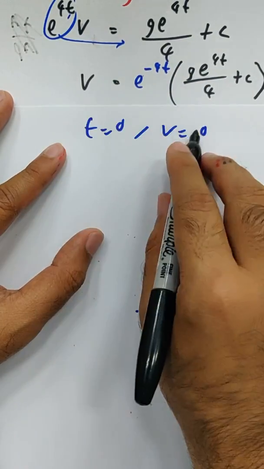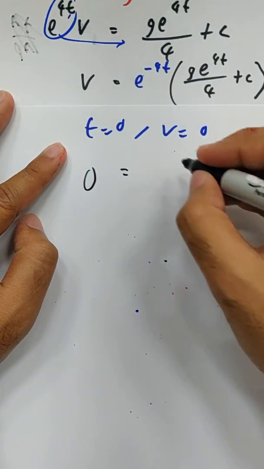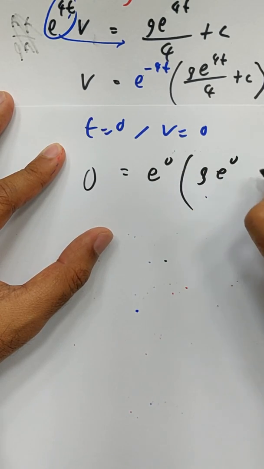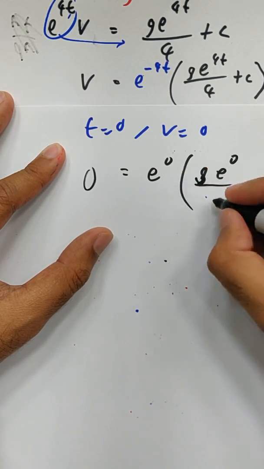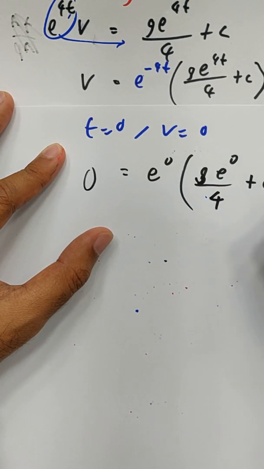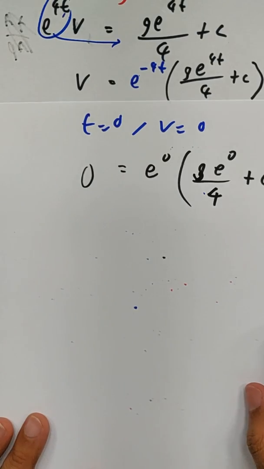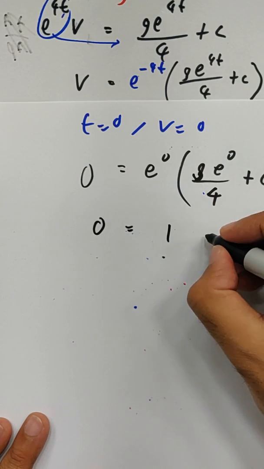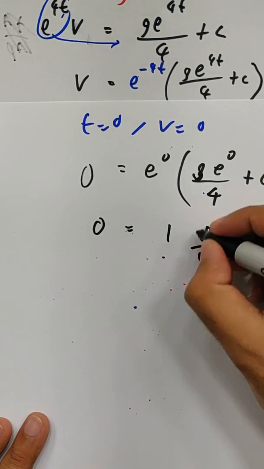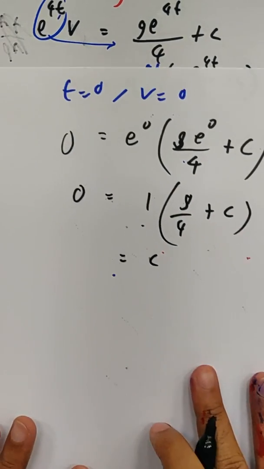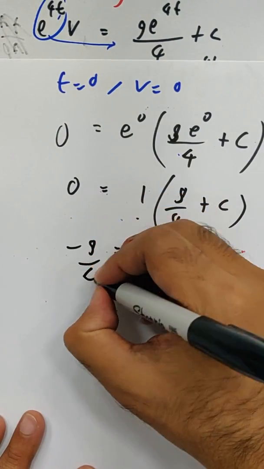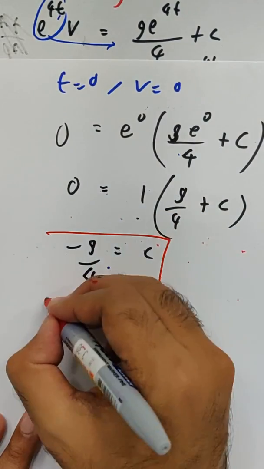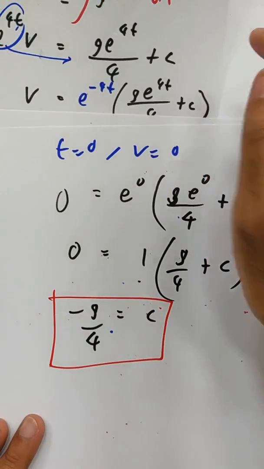See, I always make these mistakes. 0, I always want to transfer there. e^0, g e^0. My handwriting, sir. Okay, what do we get from here? 0 equals 1, g over 4 plus C. So C is negative g over 4. So where should I transfer this? Into here.